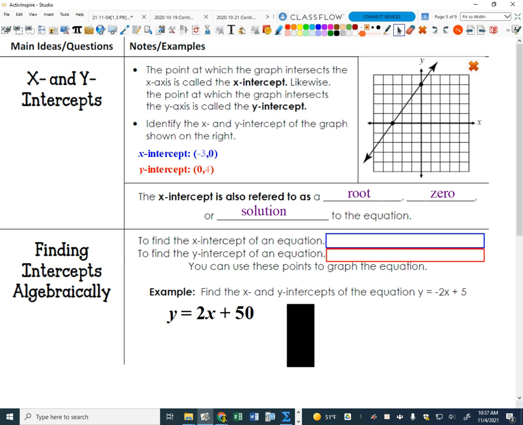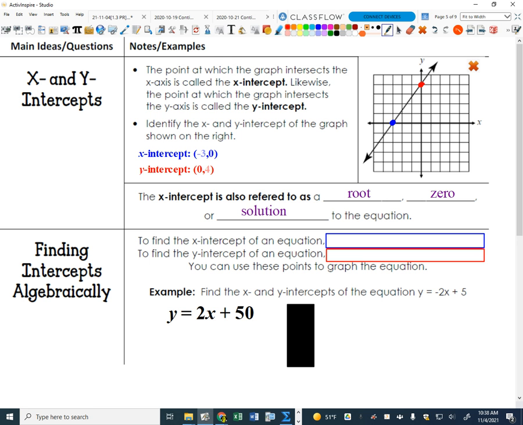All right, so next issue then. X and Y intercepts. Now let's take a look at something here. We've got this line graphed. Let's identify where the X and Y intercepts are. So the X-intercept is here. The X-intercept is at that point right there, and notice what the coordinates are. The coordinates are negative 3, 0, right? The Y-intercept is at this point right here, and its coordinates are 0, 4.